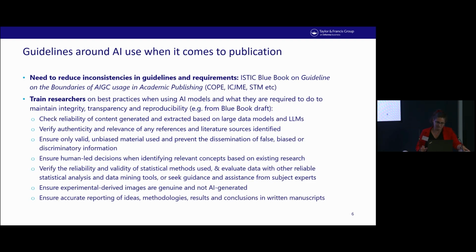In terms of guidelines around AI use when it comes to publication, in the sort of rush for all the publishers to put out guidelines as to what isn't okay around authorship and inclusion of AI in publications, of course, it's had a sort of plethora of different guidelines, which adds confusion. So there is some work going on. There's something called the STM Blue Book, which is being developed at the moment, together with the Committee on Publication Ethics and ICMJE and many others, to come up with some consistent guidelines.